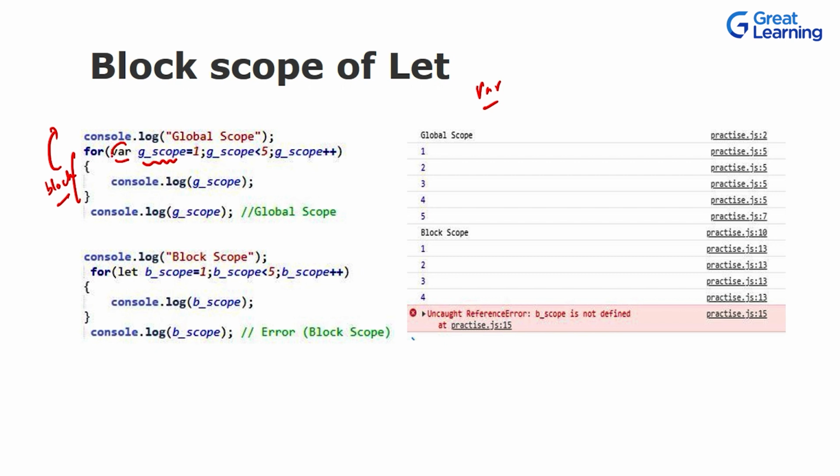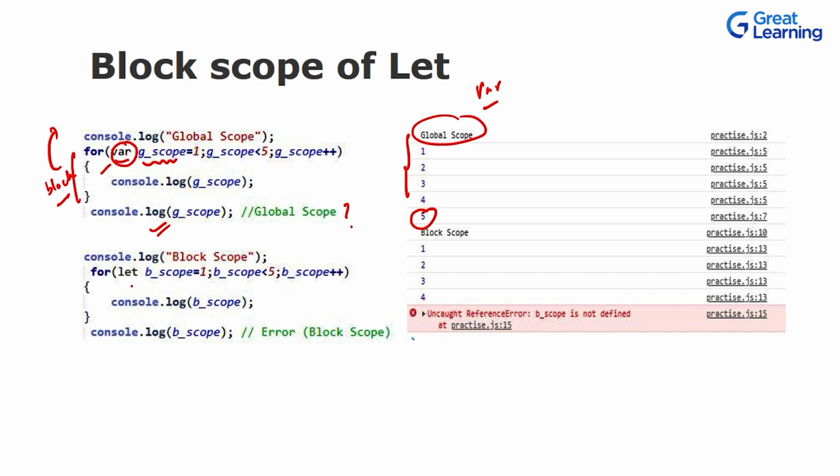But var had a global scope. So when we use this gscope outside this block, it didn't give us any error. We were able to access it. As you can see in the output, when we have this global scope associated with the var keyword, we were able to access it outside the block.